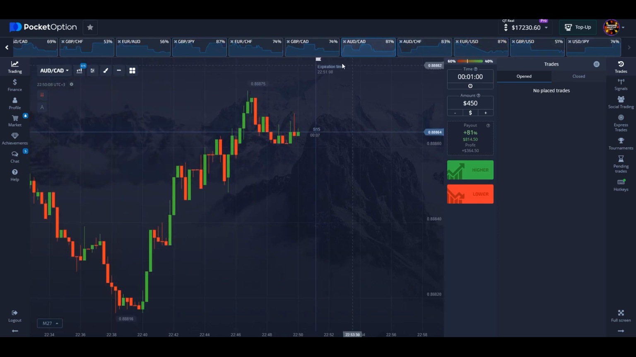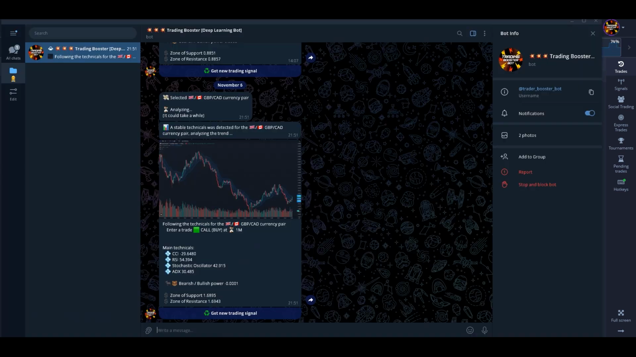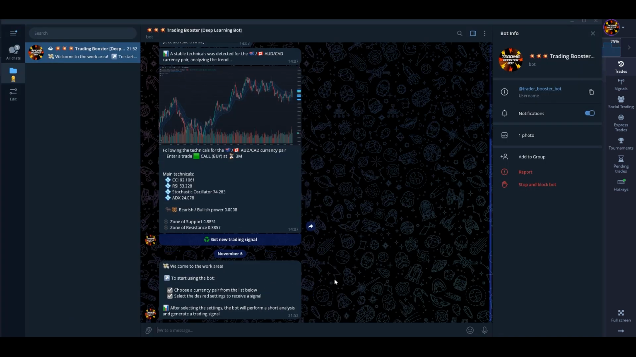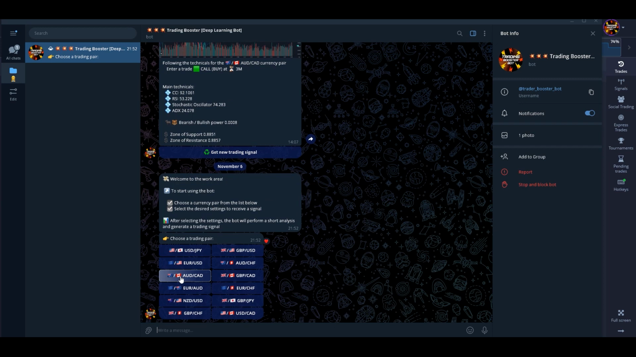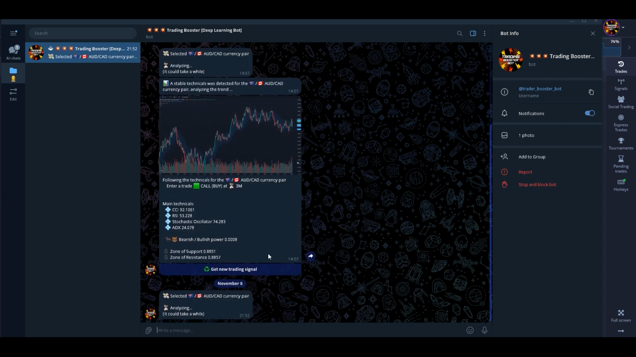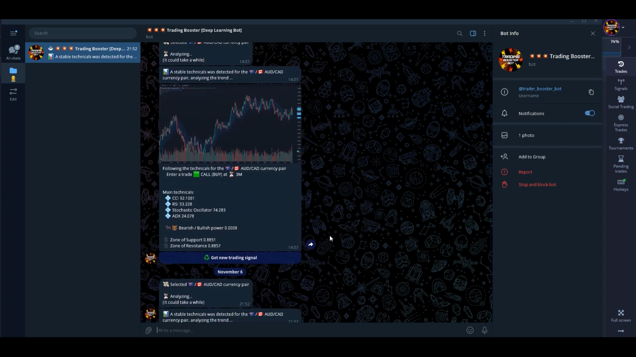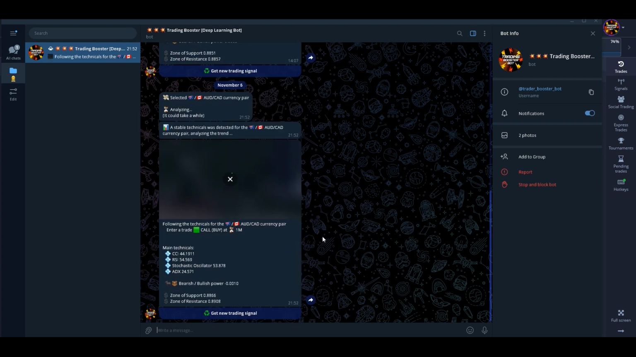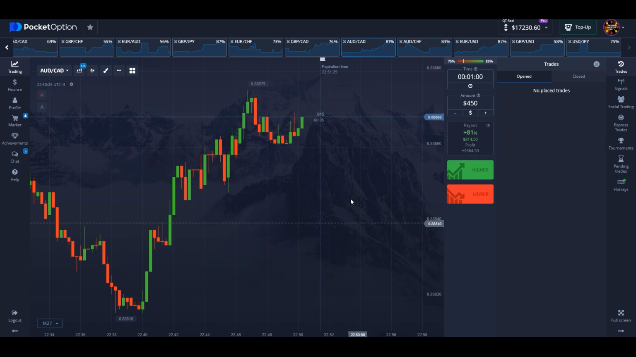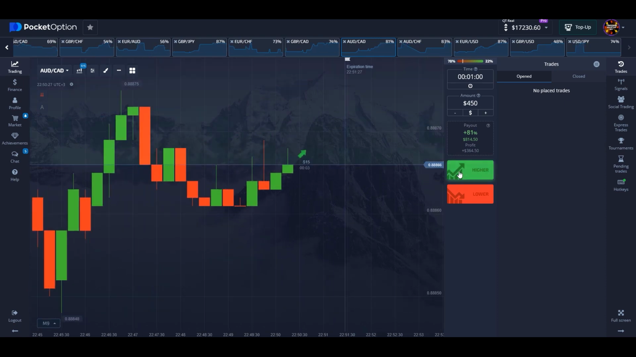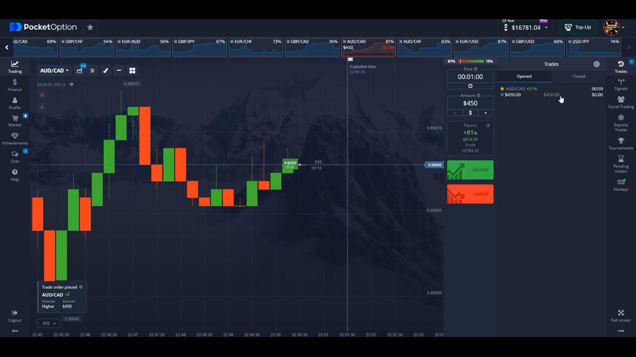The Australian dollar and the Canadian dollar. I go to the bot. I select the AUD/CAD. And the trade time is 1 minute. And I get a buy signal. Good. A new candle. I wait for it. And I open a buy trade.